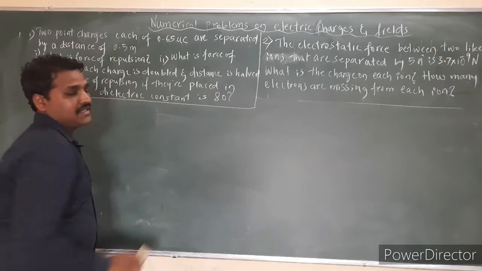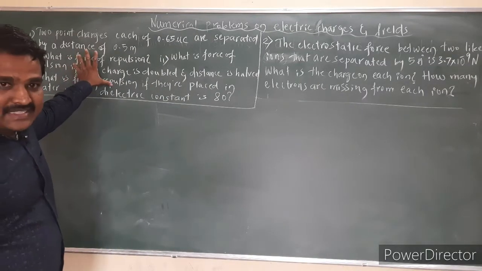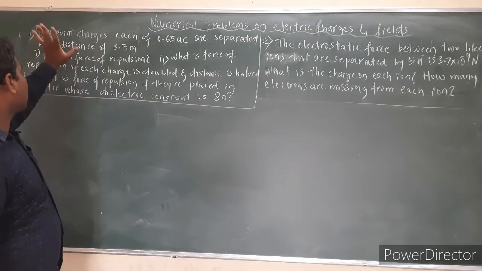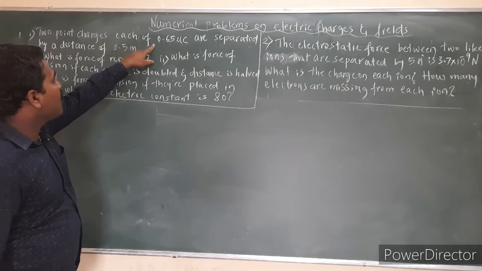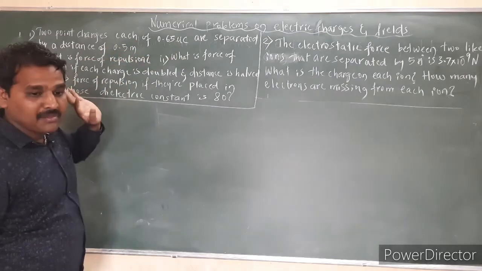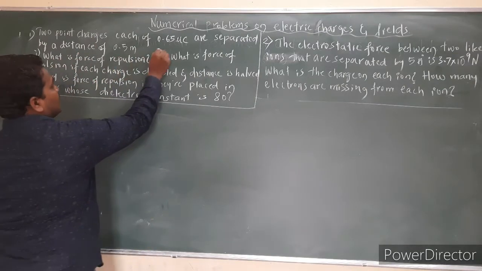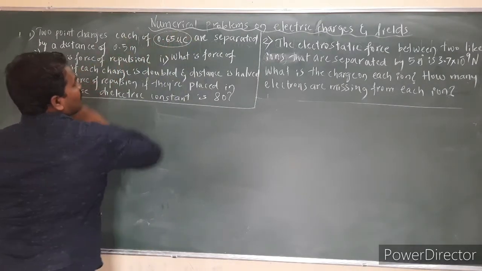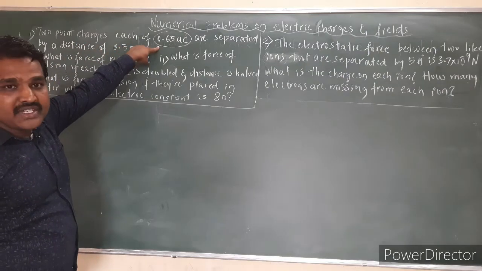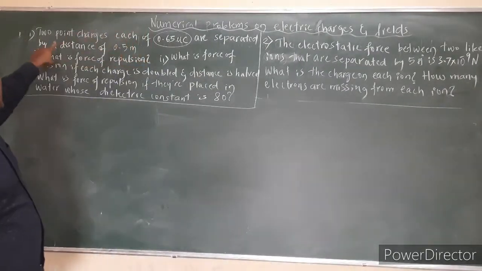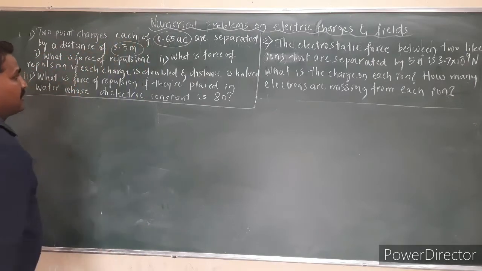Then let us start with the numerical problem here. I hope you can clearly see this. Let us go through the problem given. Two point charges, each of 0.65 microcoulomb, are separated by a distance of 0.5 meters. So this is the magnitude of the charge given. Both the charges have a magnitude of 0.65 microcoulomb, and the distance of separation is given to be 0.5 meters.